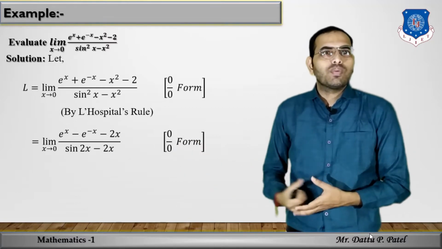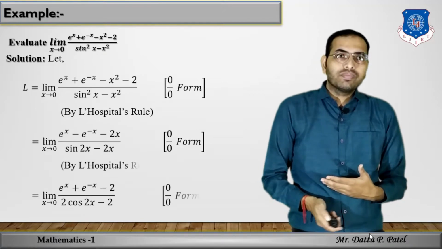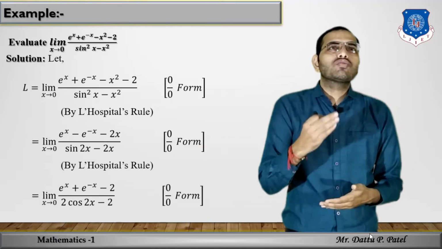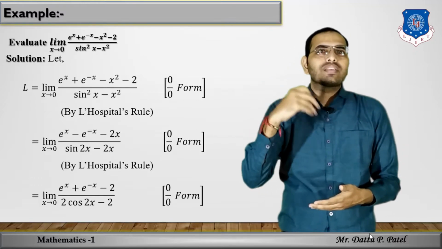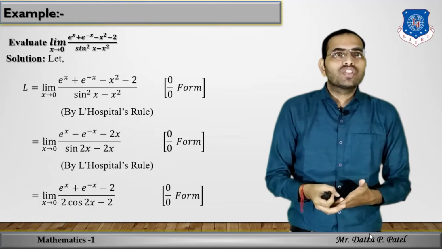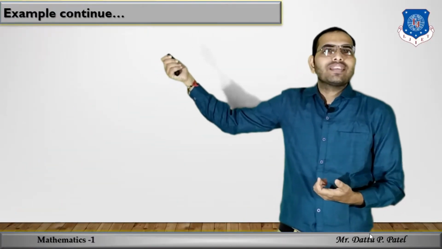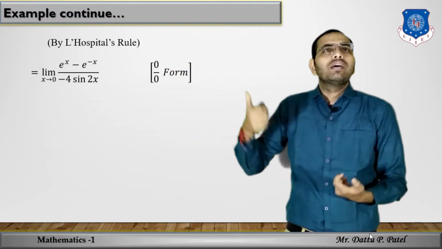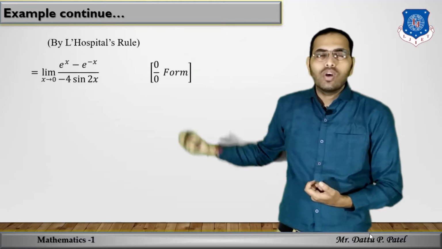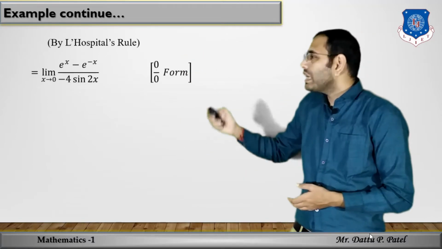Obviously it is an indeterminate form. Then again applying L'Hopital's rule, the limit as x tends to 0 becomes e raised to x minus e raised to minus x, divided by minus 4 sine 2x. Again we have to check the given form for indeterminacy. With x as 0, e raised to 0 is 1, minus e raised to 0 is 1, then 1 minus 1 is 0 in the numerator, and in the denominator sine 0 is also 0, so it is an indeterminate form.